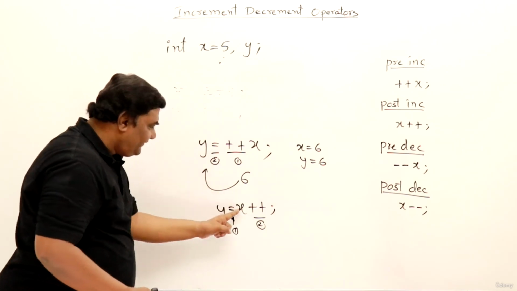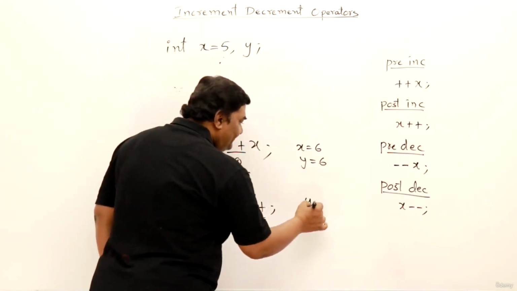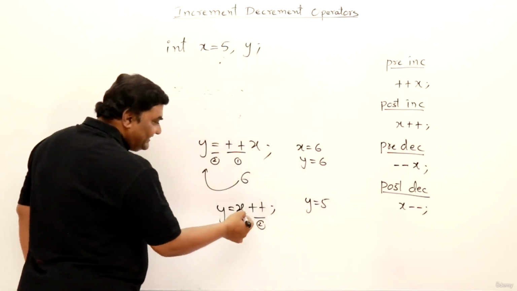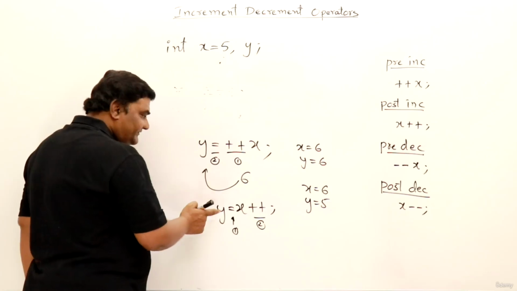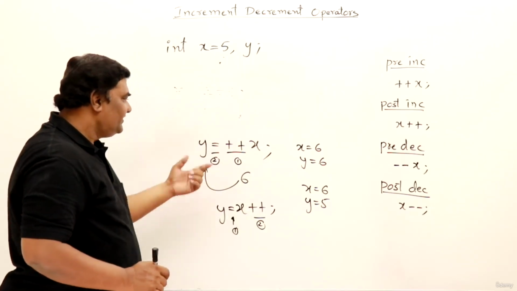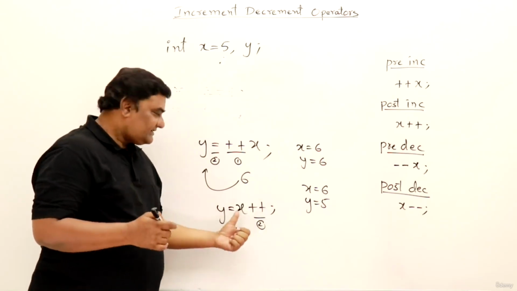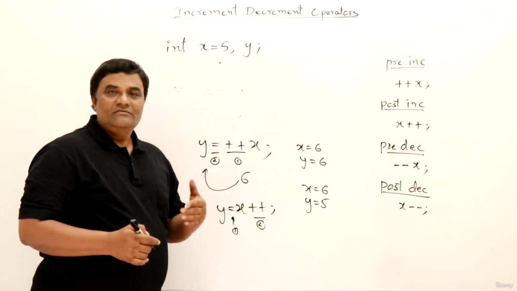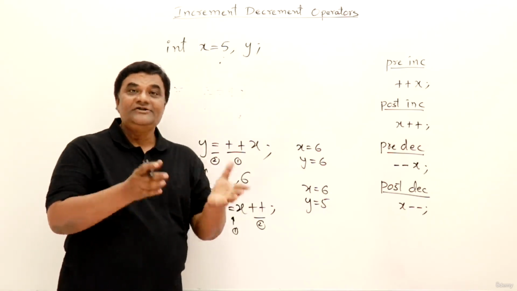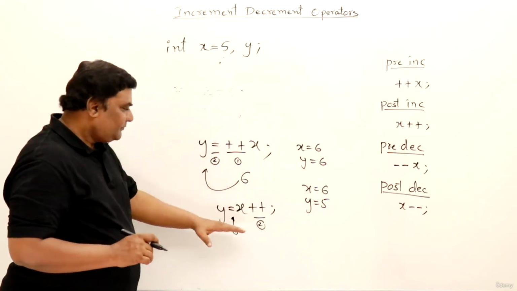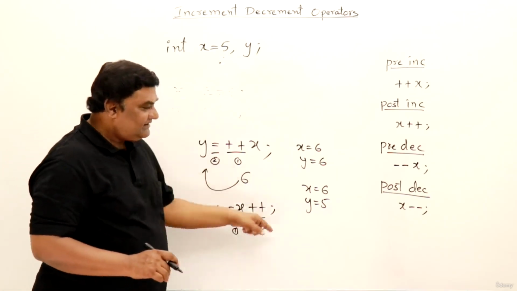So it means the value of x is assigned to y first. So what is x right now? 5. So y becomes 5. Then x plus plus, x becomes 6. Afterwards x becomes 6. So this will be the result of this statement. So here two operations were there. So first this was performed, then this one. Then here first assignment is performed, then this one. What does it mean? Pre-increment means first increment it and use the variable. And post-increment means first use the variable in the assignment and then increment it.